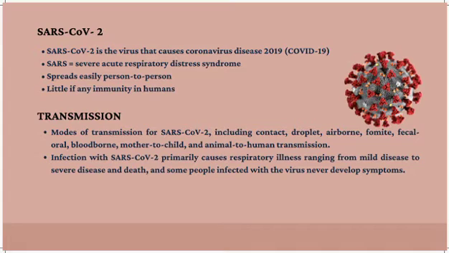This slide briefly describes possible modes of transmission for SARS CoV 2, including contact, droplet, airborne, fomite, fecal oral, bloodborne, mother to child, and animal to human transmission. Infection with SARS CoV 2 primarily causes a respiratory illness ranging from mild disease to severe disease and death, and some people infected with the virus never develop symptoms.